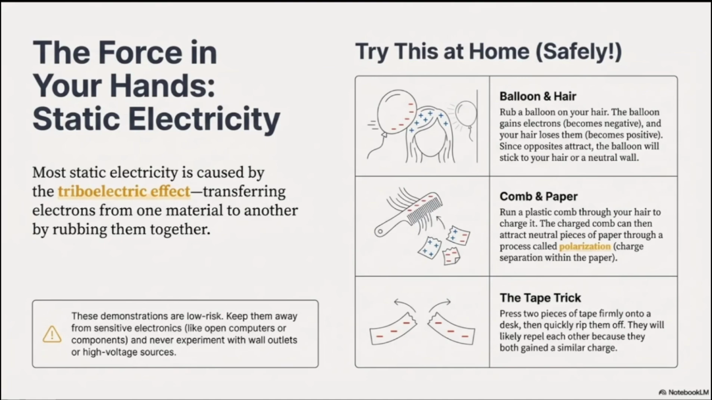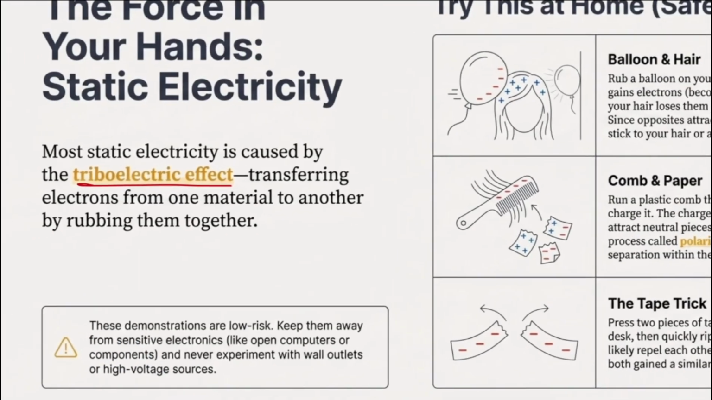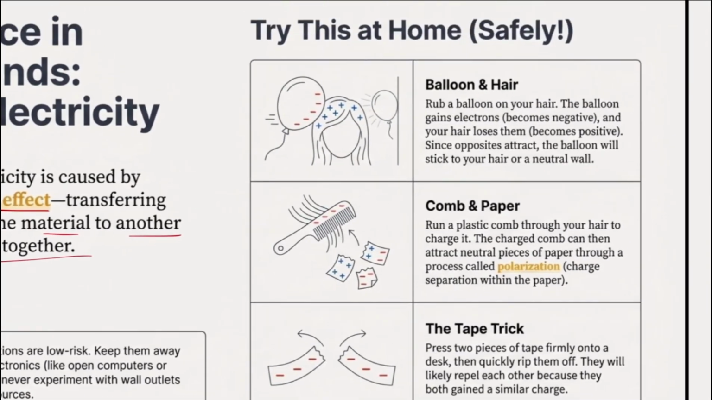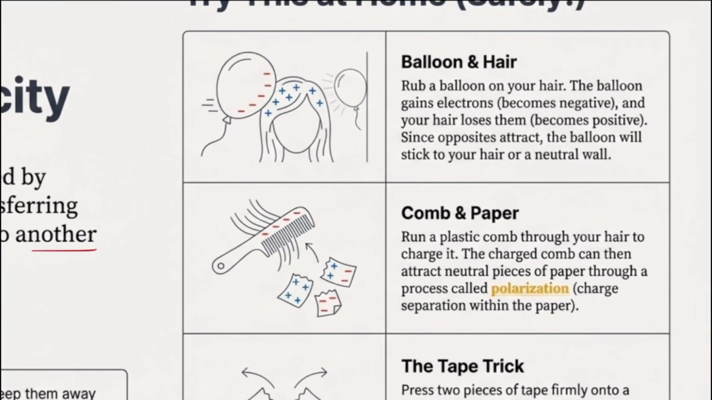Most of the static electricity that causes these kinds of things around us is because of something we call the triboelectric effect. What does triboelectric effect mean? It means transferring electrons from one material to another by rubbing them together, just rubbing the balloon and the hair. If you rub a balloon on your hair, the balloon is going to gain electrons and become negative, while your head is going to lose electrons and become positive. Since they're opposite, they're going to attract each other.